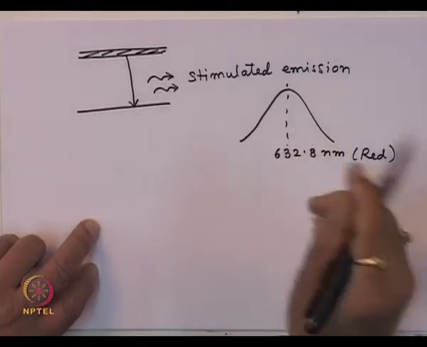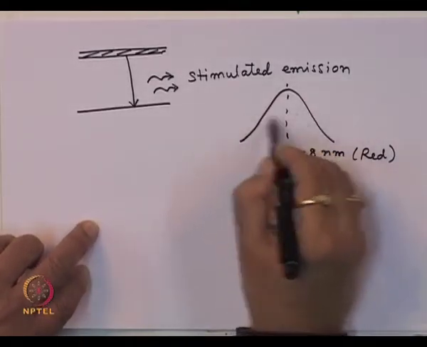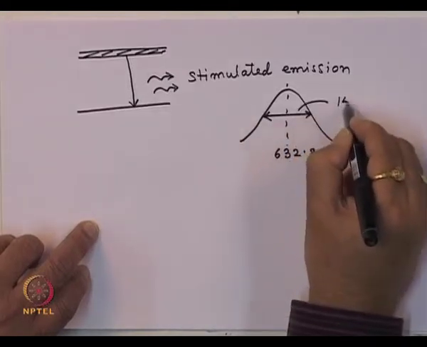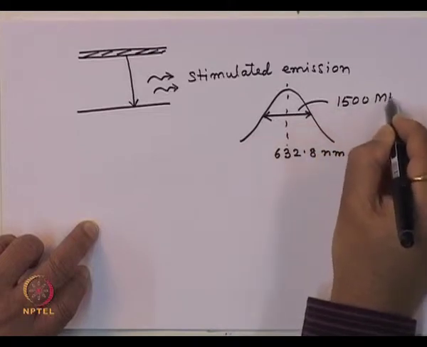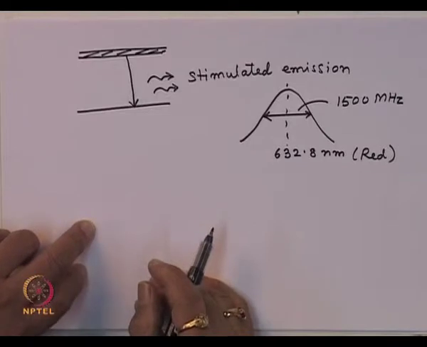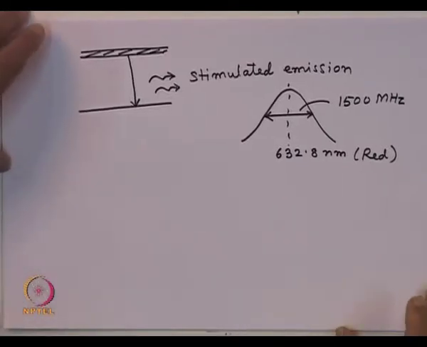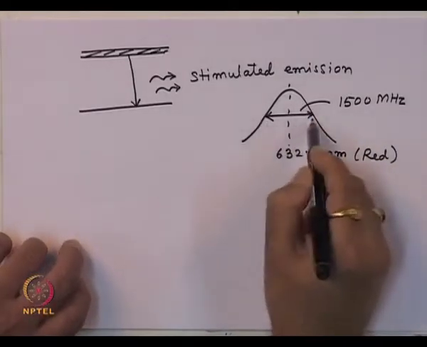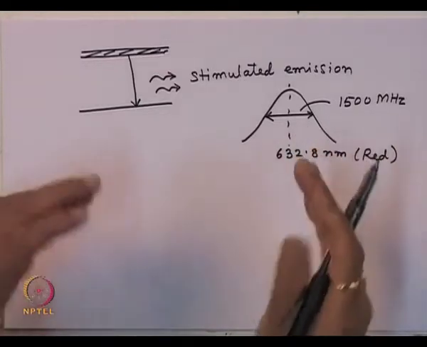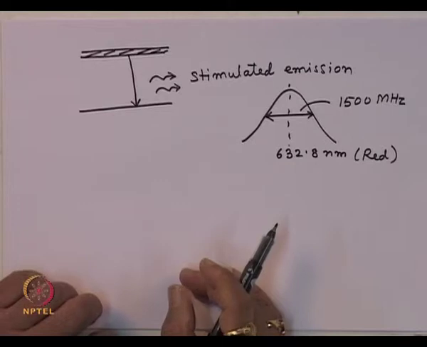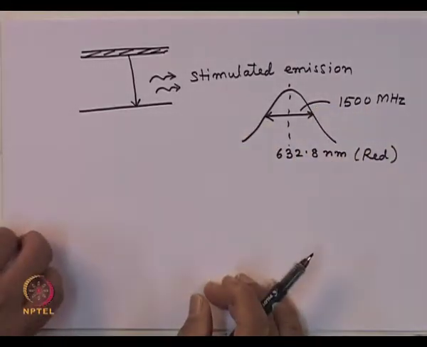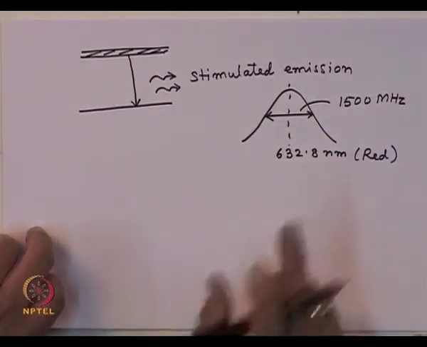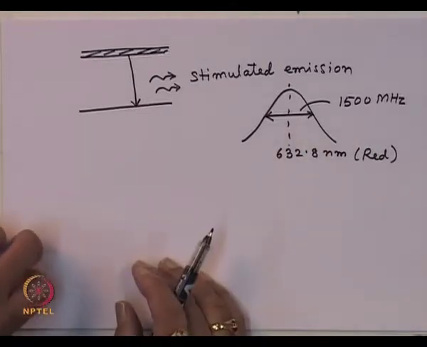It is also given that the half width of the emission spectrum is 1500 megahertz. Now, if you want to have only one mode, essentially the line separation for the modes generated inside the cavity of this laser should be more than this, or at least equal to this. If you make sure of this, then only one longitudinal mode will propagate inside the cavity, and you will get a single mode output from this laser.